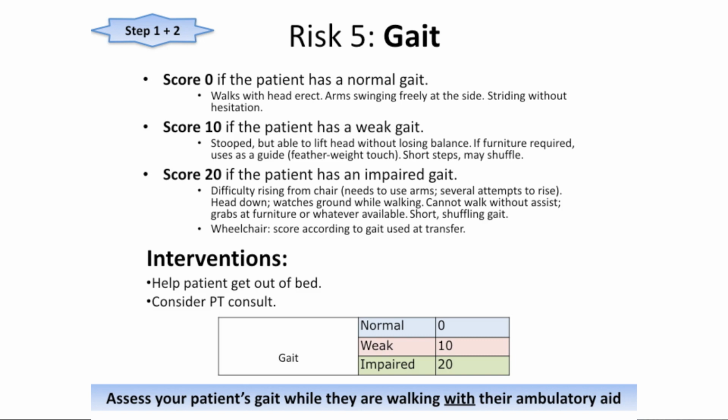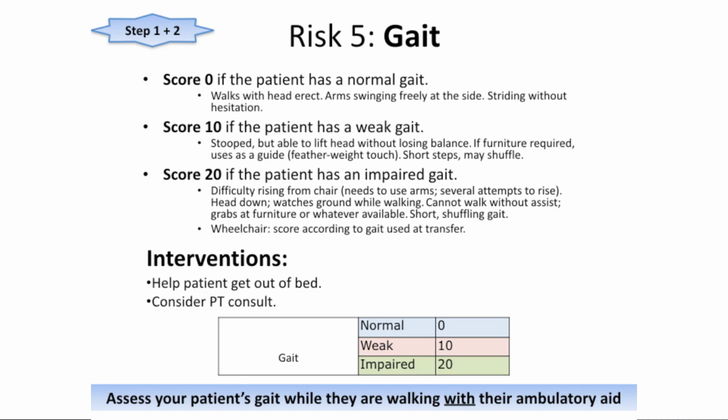I think, in terms of the weak gait, these are patients who, when they first get up, might be stooped over a little, might shuffle, but once they get going, they can look forward, and their gaze will be on their target, wherever they're headed. However, the patient who has an impaired gait has a very difficult time getting up from the chair. If the chair doesn't have arms, typically they wouldn't even be able to get out of the chair. Once they do get up, their head is down. They can't walk, and they're really grabbing for furniture or whatever else is available. So these patients really need a lot more assistance when they're walking.